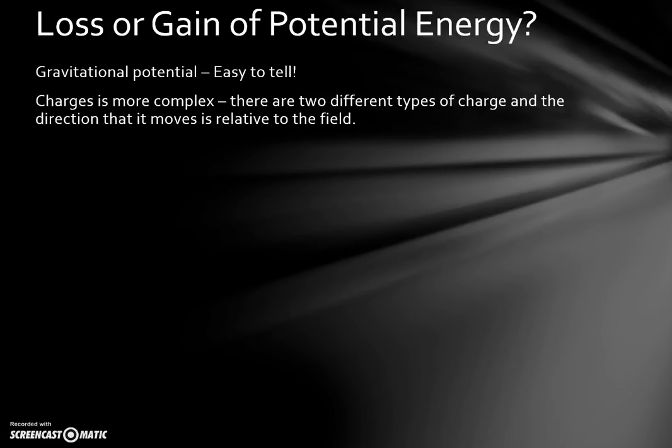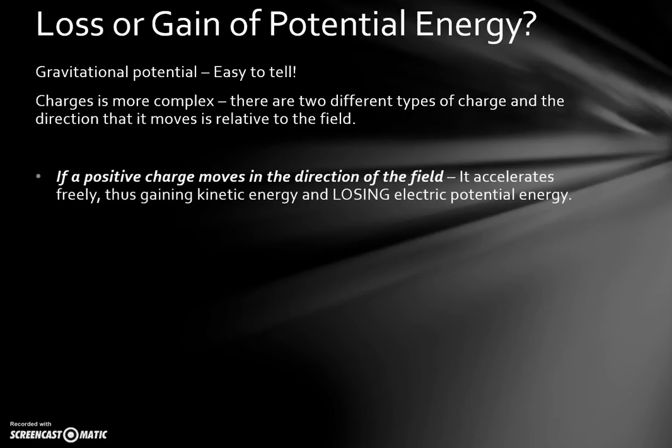Now, when we have a look at charges, it's a bit harder. There's a few things that impact it. There's two different types of charges, we've got positive ones and negative ones, and we've also got the direction that it's moving relative to the field. It's not set like it is around the Earth. So there's a few rules that we can use to help us figure out which direction is going to happen.